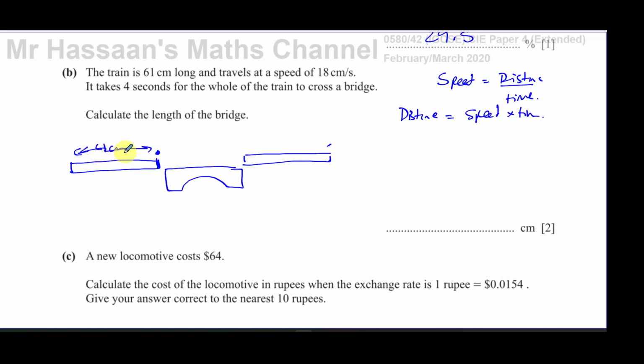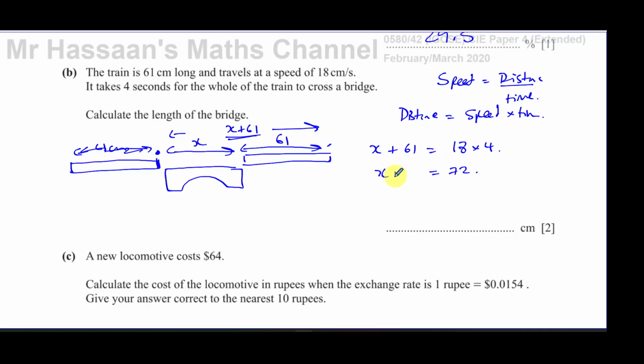So what you need to find is the length of the bridge plus the length of the train. That is the distance that this train has traveled. Okay, so the distance it's traveled is x plus 61. That's the distance that the train has traveled in these 4 seconds. So you can say that the distance is speed times time. We know that the distance is x plus 61, and the speed times the time it takes is 18 times 4. So you have x plus 61 equals 18 times 4. That's 40 plus 32. That's 72. So x plus 61 equals 72.